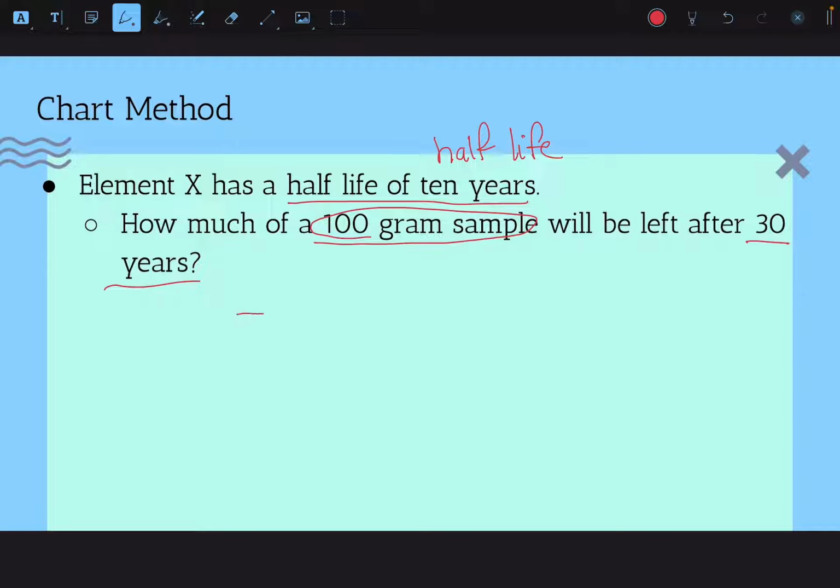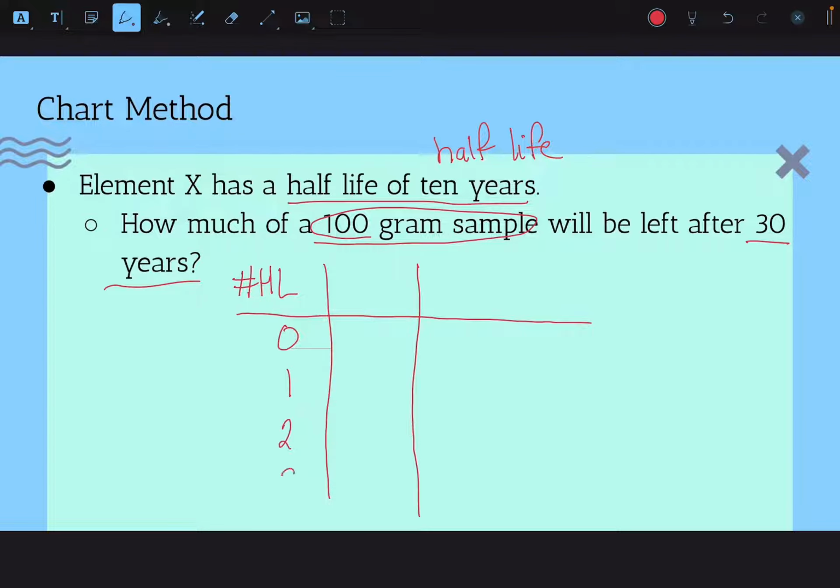So for the chart method, what I'm going to do is draw a chart like this. I'm going to make 2 columns on this side. On this side of the chart, I'm going to do my number of half-lives. So we'll have 0, 1, 2, 3, 4. This will be the time, and this will be the amount.